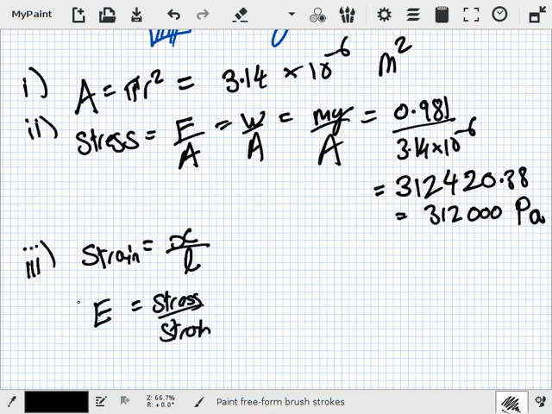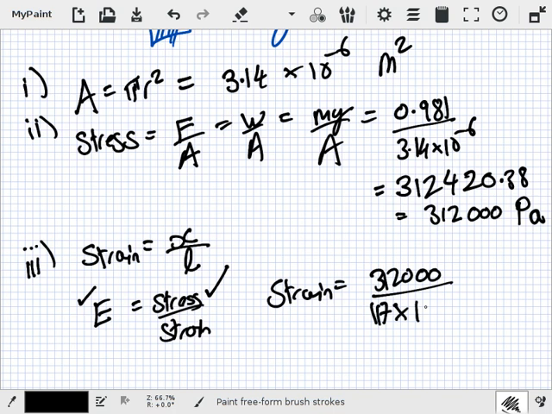Because we know this, it's copper. So I gave you that value. And we know this. So we can say strain is stress over Young's modulus. What was the Young's modulus for copper? 117 times 10 to the 9. Okay, so let's get the strain.